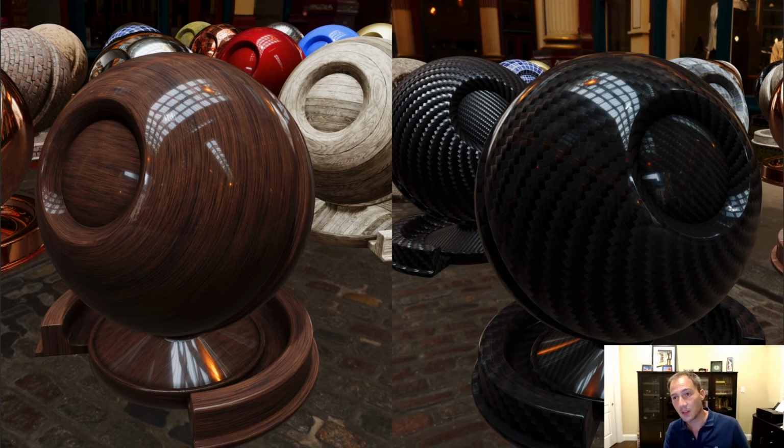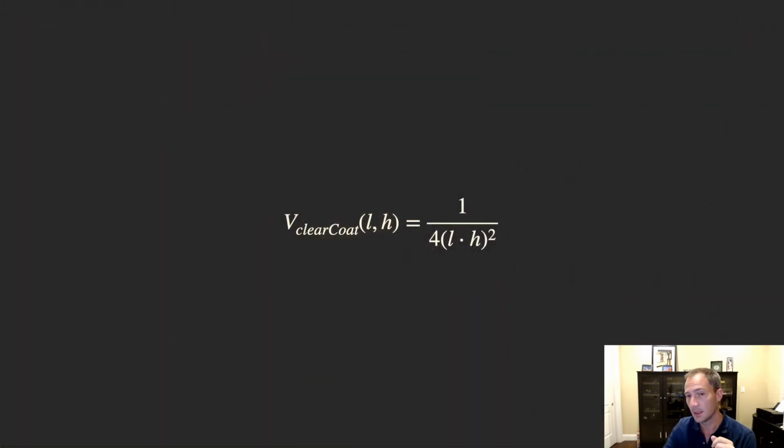Clearcoat is implemented as a second specular lobe on top of the base layer. So it's great to create beautiful materials like lacquered wood on the left here or coated carbon fiber. And it's fairly easy to implement. But it is a second BRDF that we have to compute for every light.